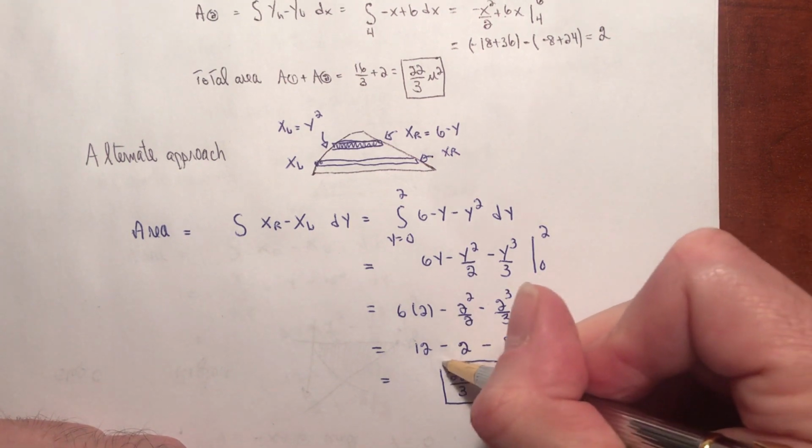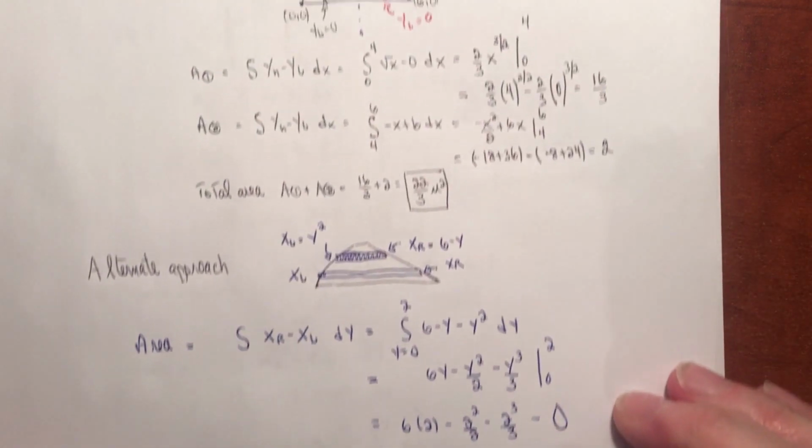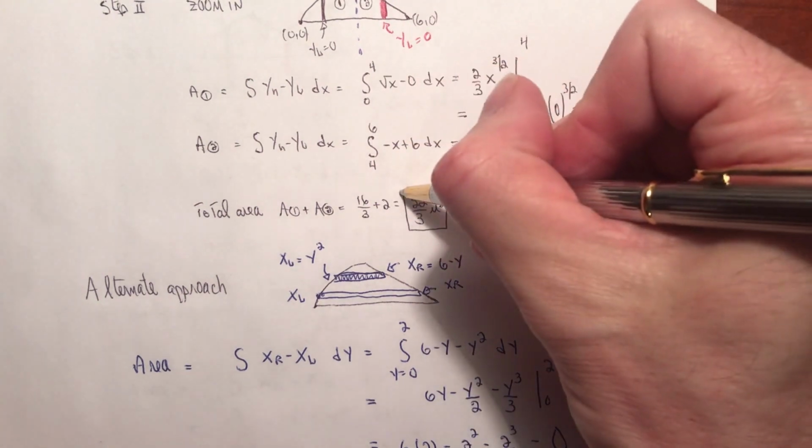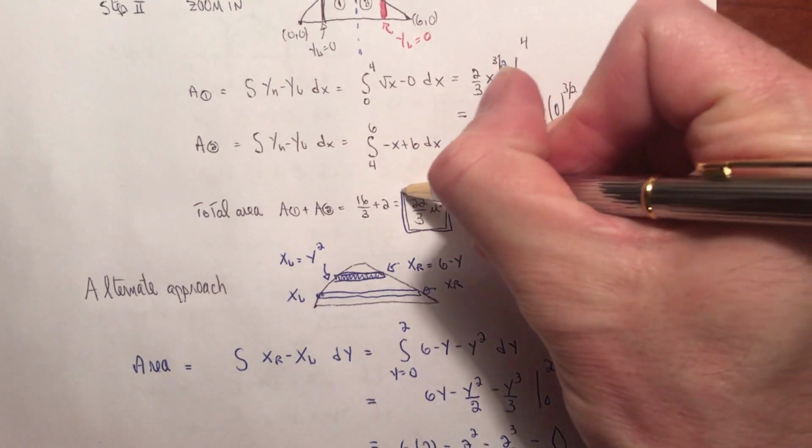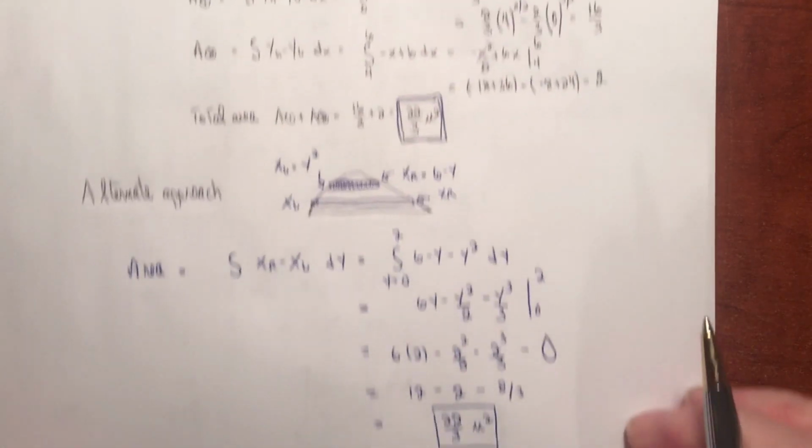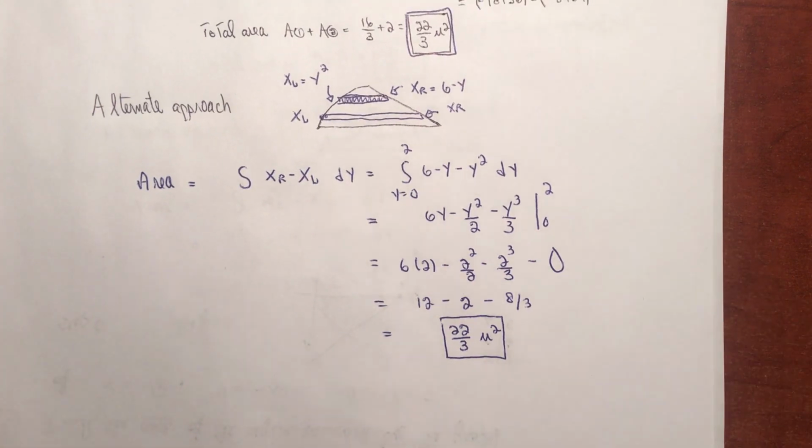And of course, that is the same answer as we have obtained previously, except it is done in a considerably fewer number of steps. So that concludes this example. The next time we'll meet, we'll be starting our next section in the course Cal 2, which will be volumes of revolution.